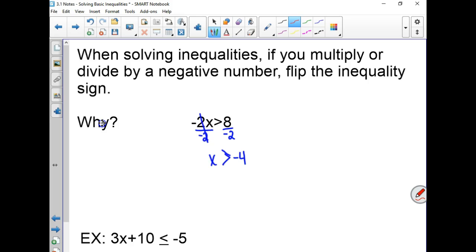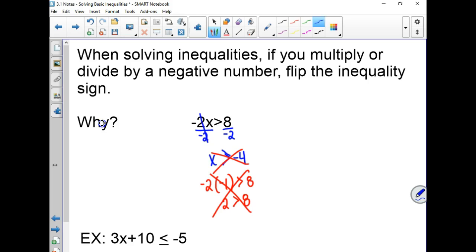So that means x could be -3, -2, 1, 0, 17, something like that. If I plug those numbers in, like -2, and let's just try -1, which is a number that's greater than -4. So -2 times -1 gives us 2, but 2 is not greater than 8. So I know this is incorrect.